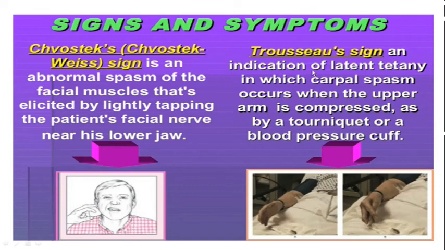Then you have Trousseau sign, in the form of a carpopedal spasm, where when the tourniquet is applied on the arm, the upper arm is compressed, and you can see there will be a latent tetany, which is a carpopedal spasm, and this is how the fingers will attain the posture on the application of the tourniquet, as the blood pressure cuff is compressed.